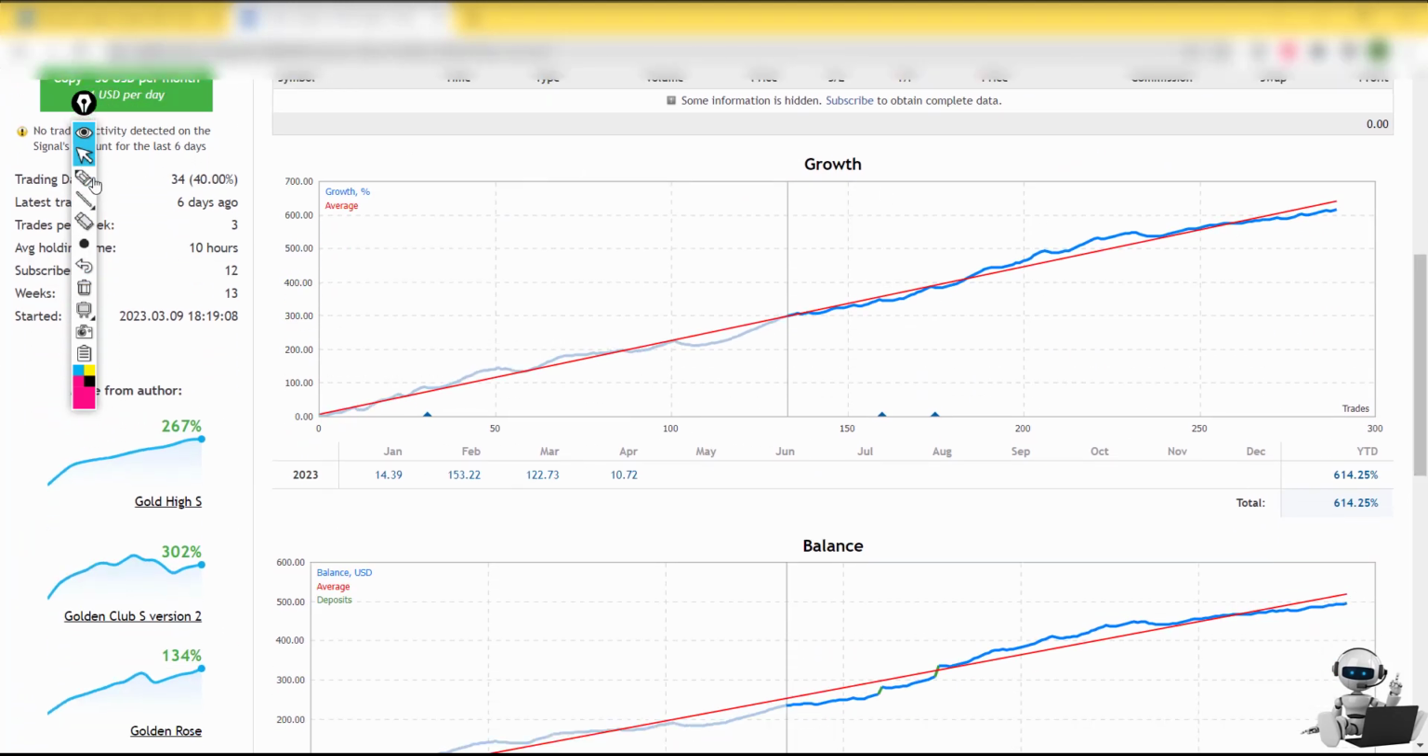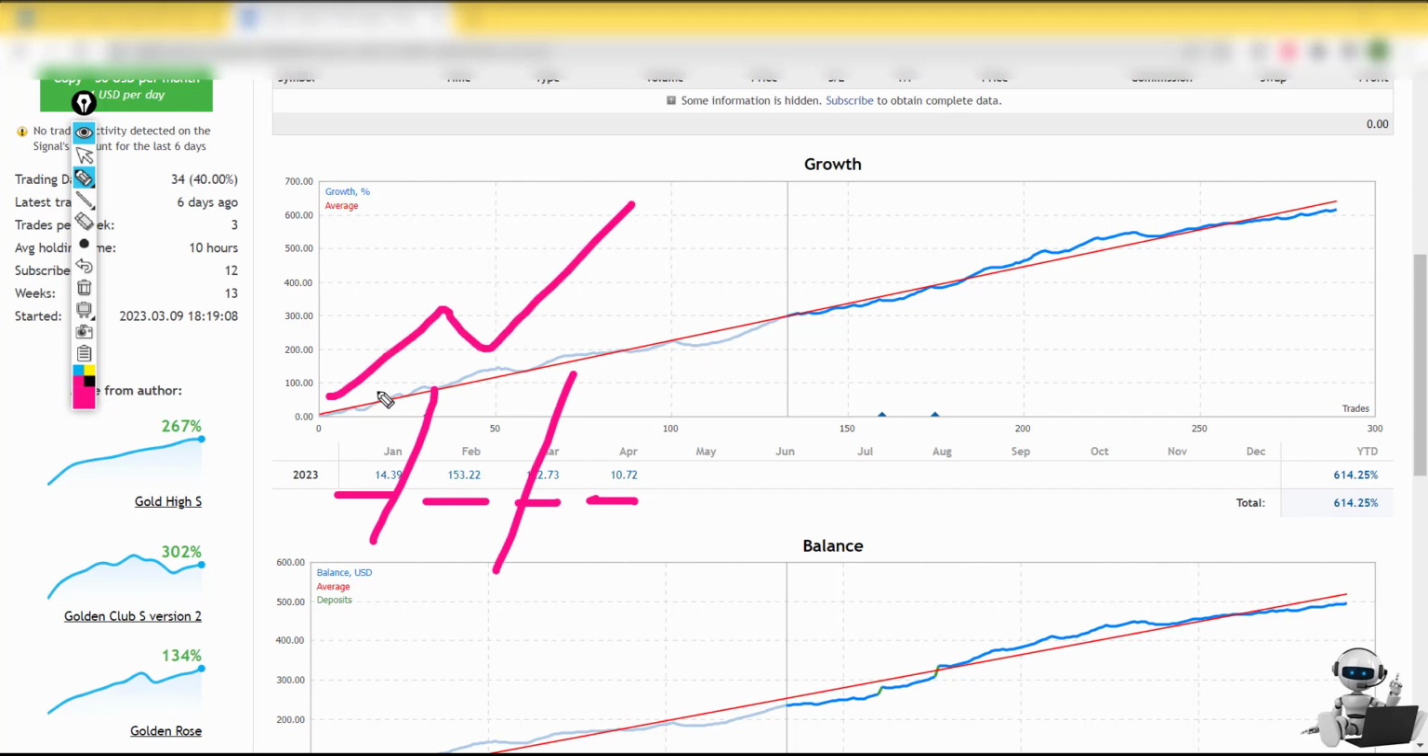Now for the table, at work on January of this year, we have 14%, quite normal. In February, the profit is enormous. He made 153. Guys, this is amazing. In March, 122. In April, right now, he made 10%. So I don't know why in these two months he made a huge profit. Maybe because of market condition, maybe he increased the risk, whatever the case is, he made a lot of profit.